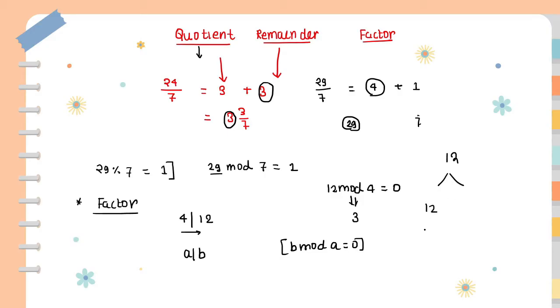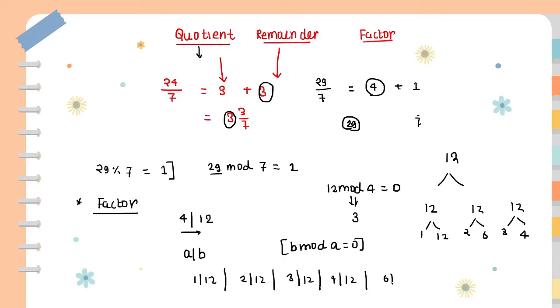So 12 may be written as 1 times 12, 2 times 6, or 3 times 4. Okay, so here we can write 1 and 12, 2 and 6, 3 and 4, as well as 4 and 3, 6 and 2, and 12 and 1. So 1 is a factor of 12, 2 is a factor of 12, 3 is a factor of 12, 4 is a factor of 12, 6 is a factor of 12, 12 is also a factor of 12.